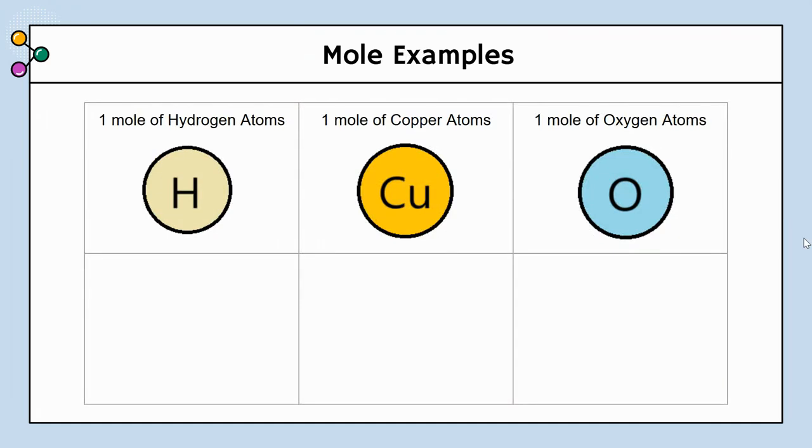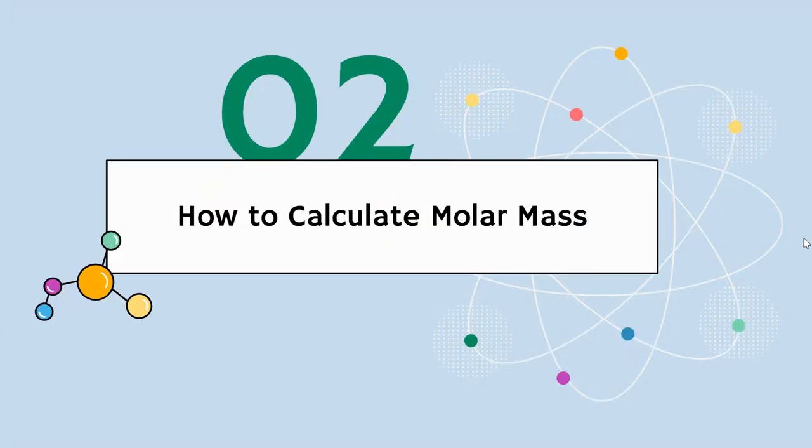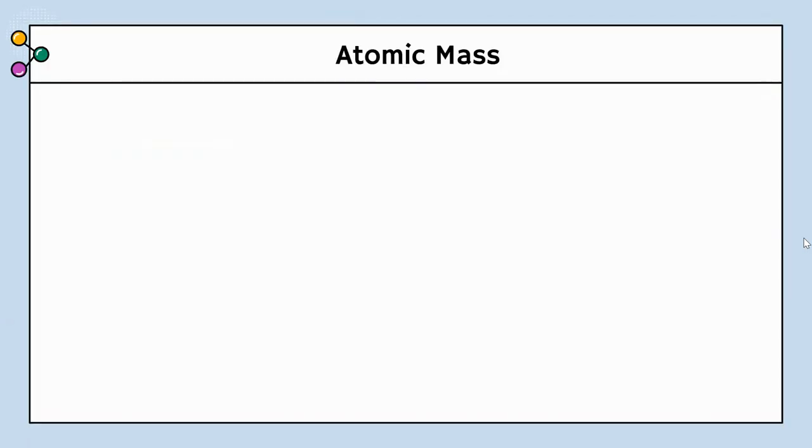So when it comes to moles of different elements, if we look at things like hydrogen or copper or oxygen, it doesn't matter what kind of atom we have, what kind of element. 1 mole is always 6.02 times 10 to the 23 atoms, regardless of that element. So how do we do something with this? How do we calculate molar mass? Well, first we got to talk about atomic mass.